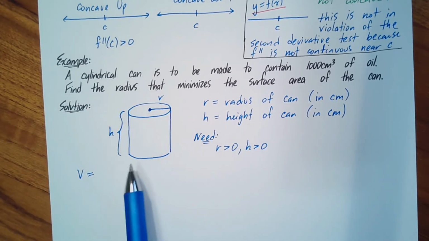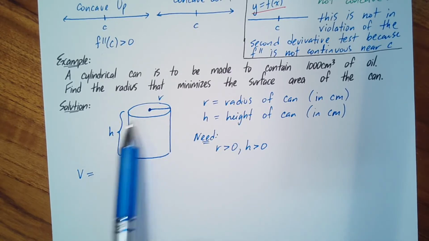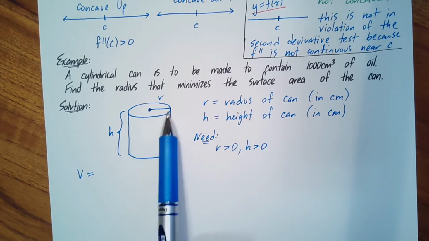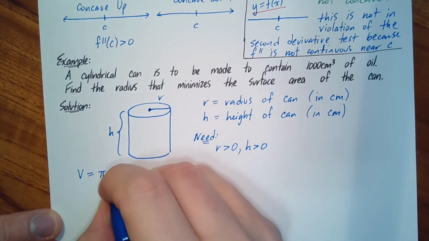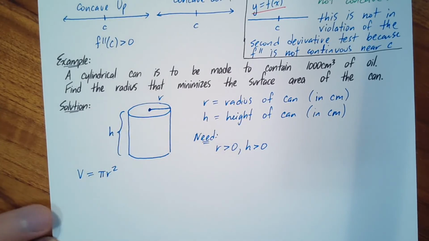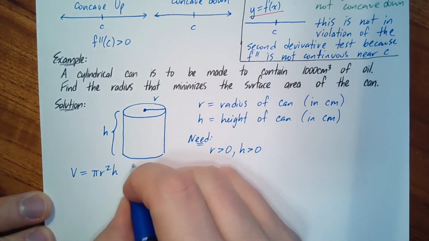How do you measure the volume of a cylinder? Just take the area of that circle and multiply it by the height. So the area of that circle on top is going to be pi r squared. And if you multiply it by the height of the cylinder, you're going to get pi r squared times h. So that is going to be the volume. So let's mention that.